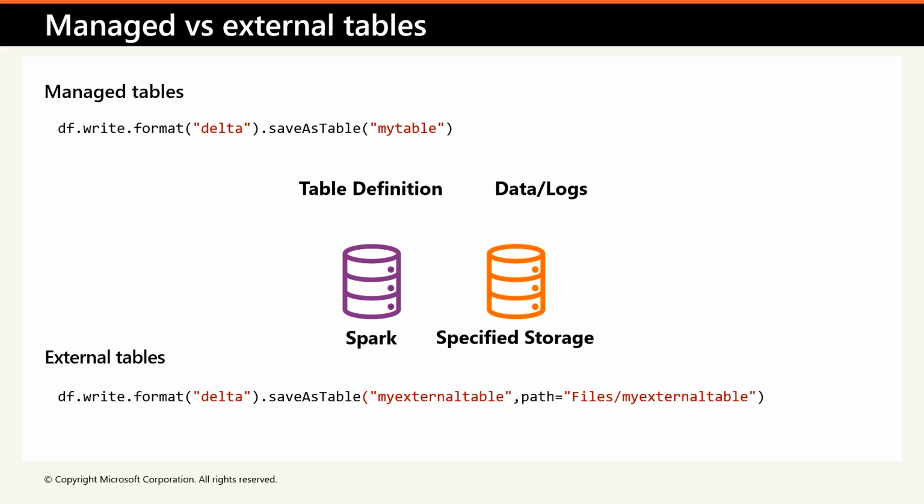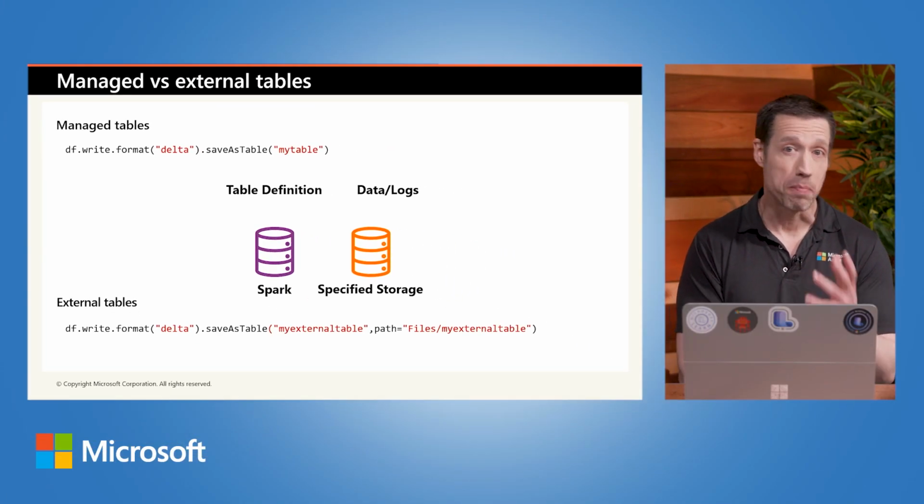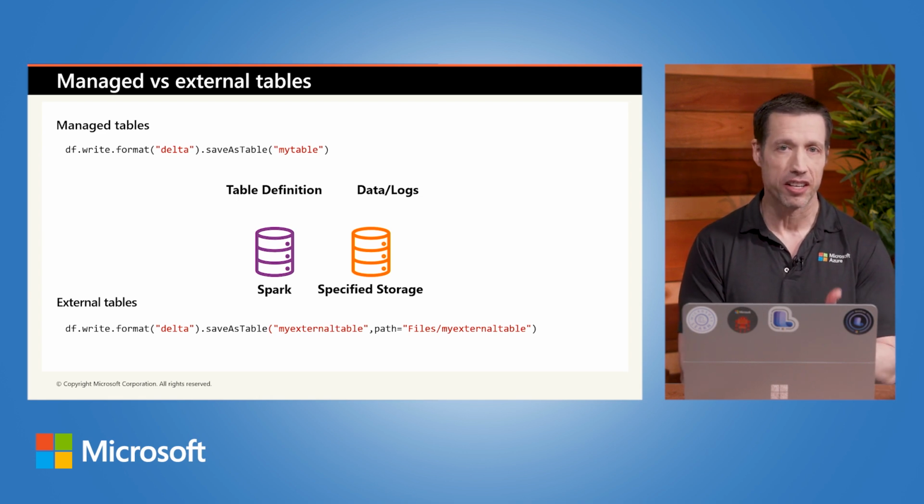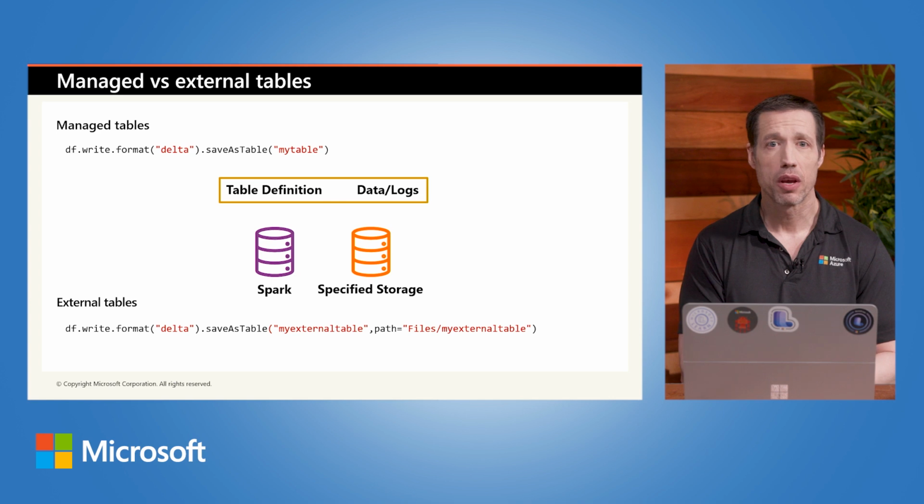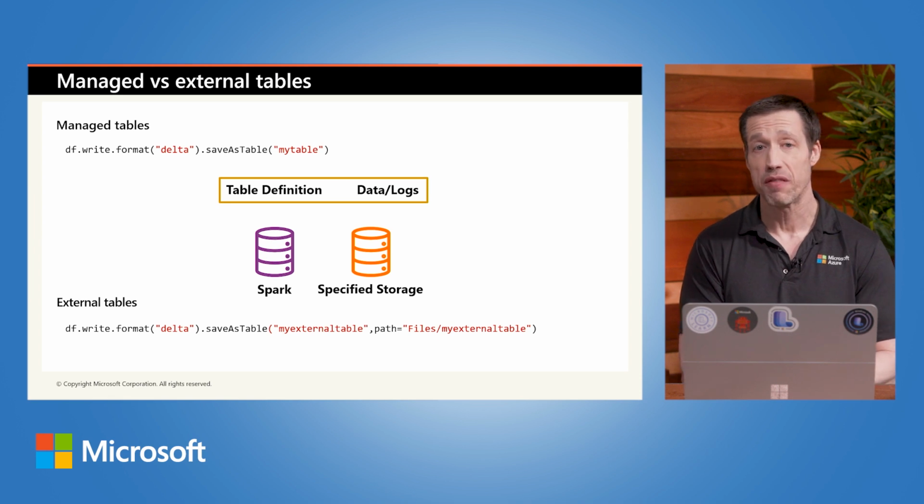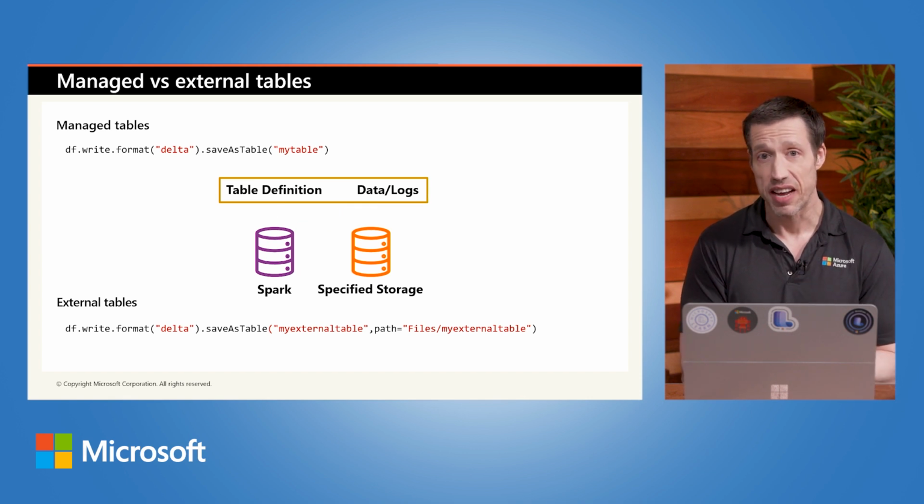When a table is created, two parts are saved. A table definition, which is the metadata or pointer to a table, as well as the actual data and the associated logs. When creating a managed table, the table definition and the underlying data files are both saved and managed by the Spark runtime for the Fabric Lakehouse. Deleting the table will also delete the table definition and data from the Lakehouse.